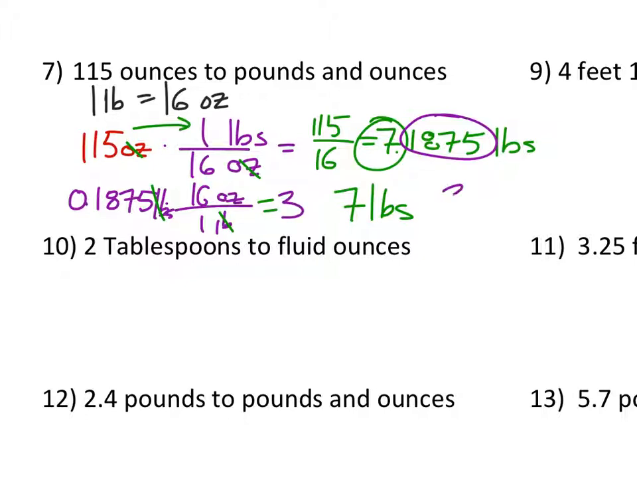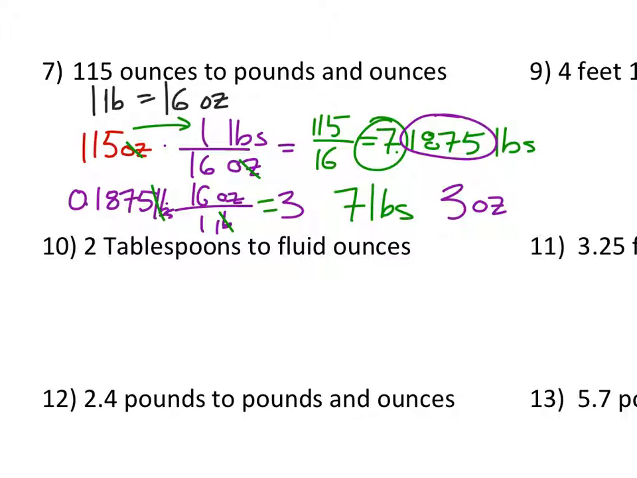So it would be 7 pounds, 3 ounces. Now that may seem a little complicated. There was a little bit more conversion maybe than we needed. Because here's what we can do: once we figured out that there were 7.1875 pounds, we could have just gone back and figured out how many ounces 7 pounds is.